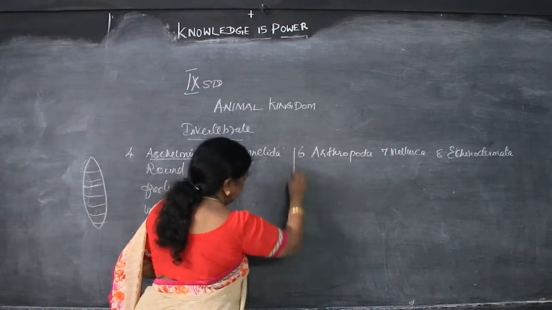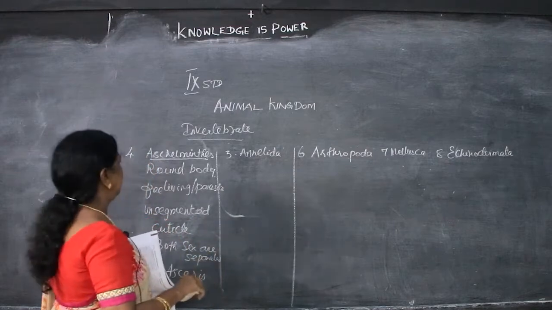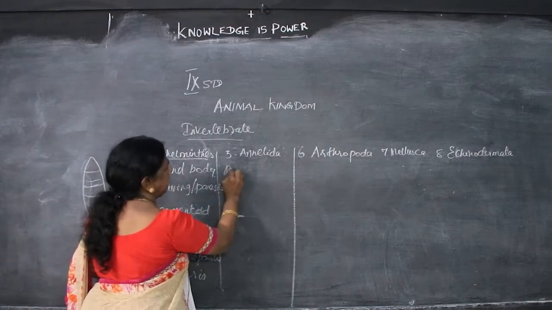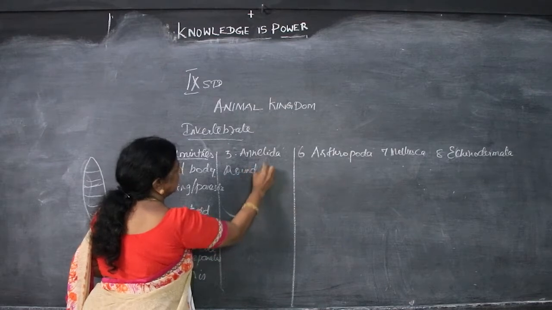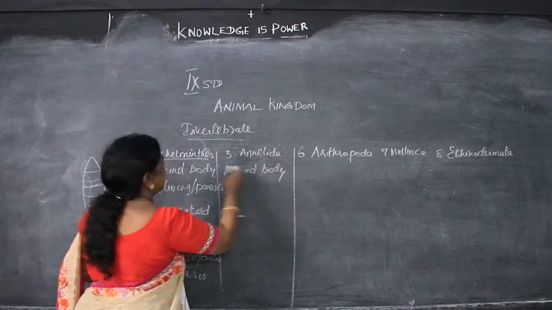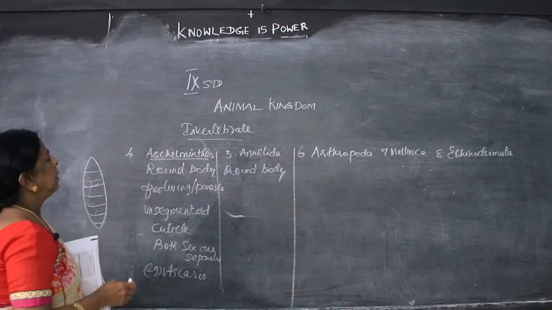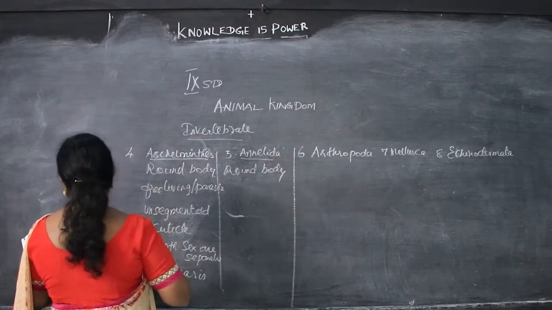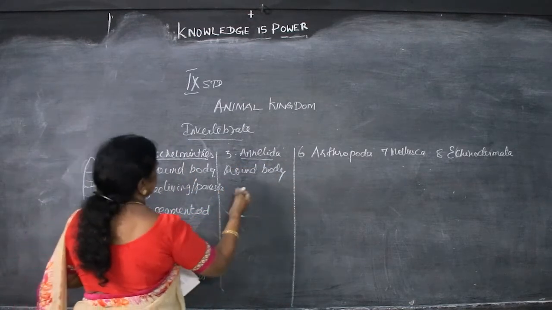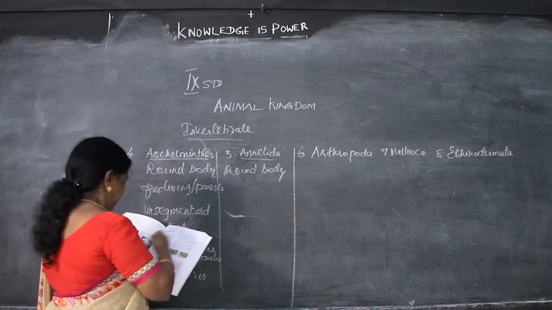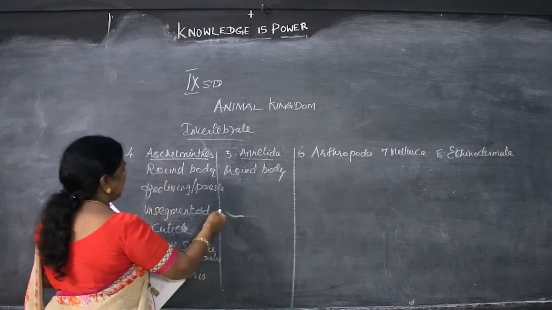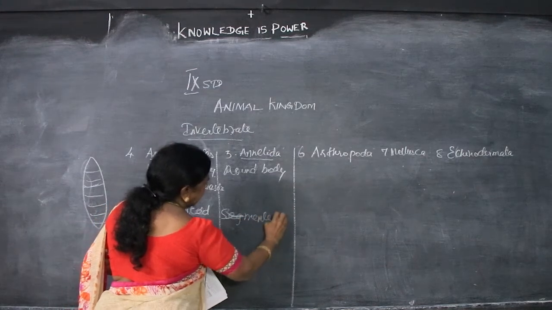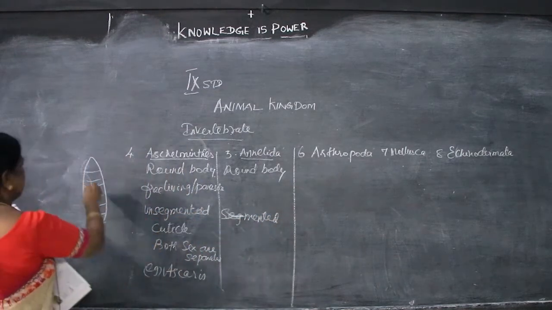Annelida. Next one we have to see is Annelida. This is round body, I said. This one is also round body only. We can differentiate into head and tail. This is free living, a free living animal only. Both the sexes can be separated. It is segmented, that is, the body can be divided into segments.